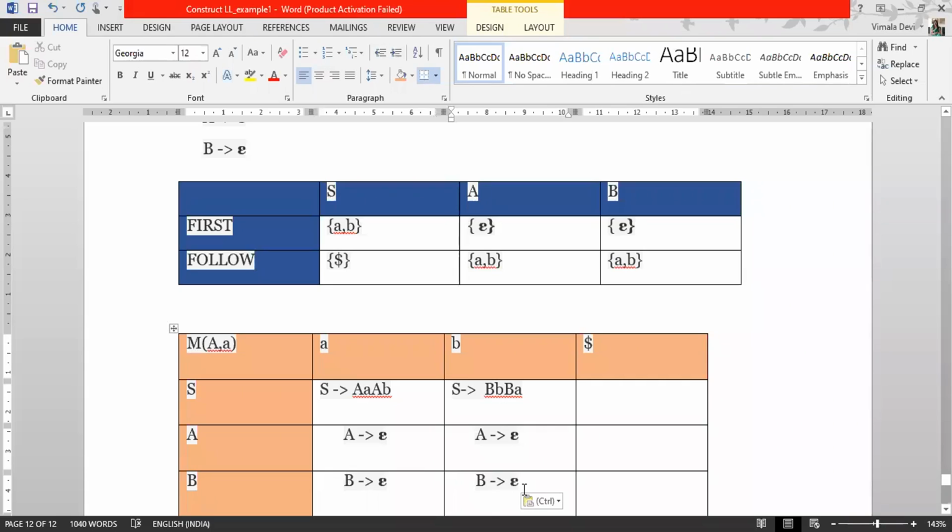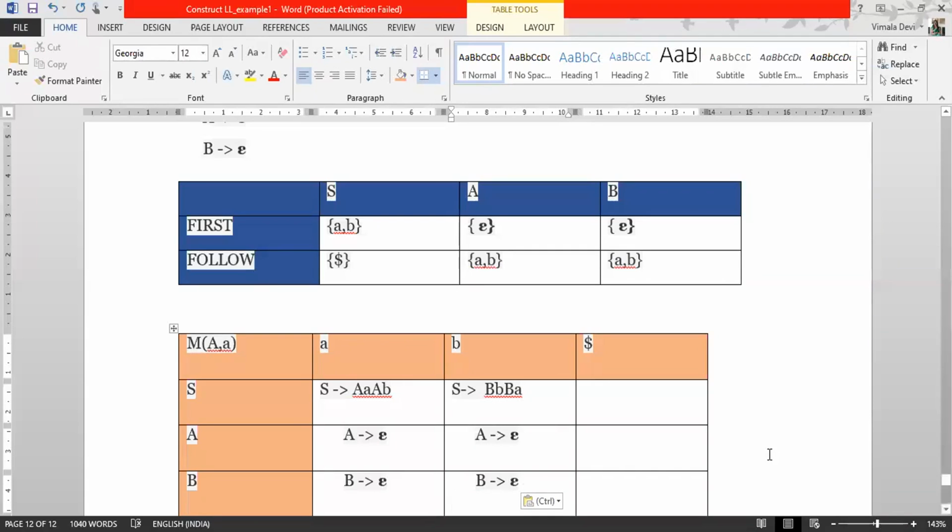Yes, we built the parsing table. Once we built the parsing table, what is the conclusion you are arriving at? This grammar is LL1 parsable. For this grammar, we are able to construct an LL1 parser.